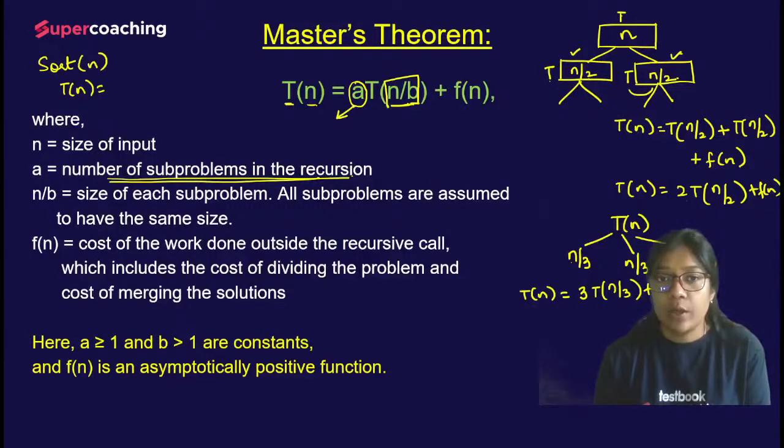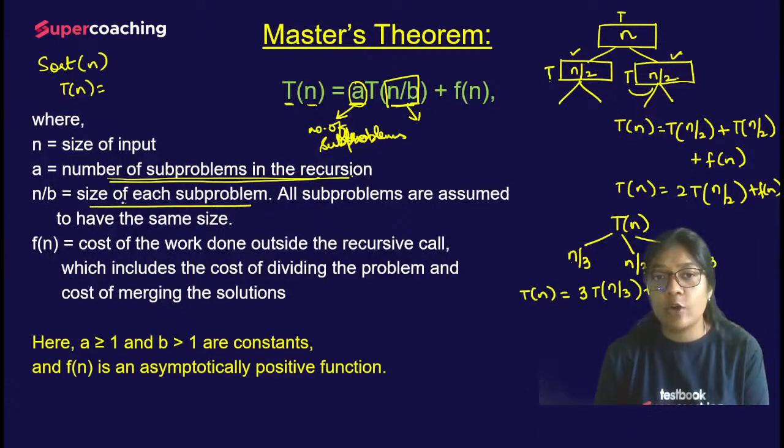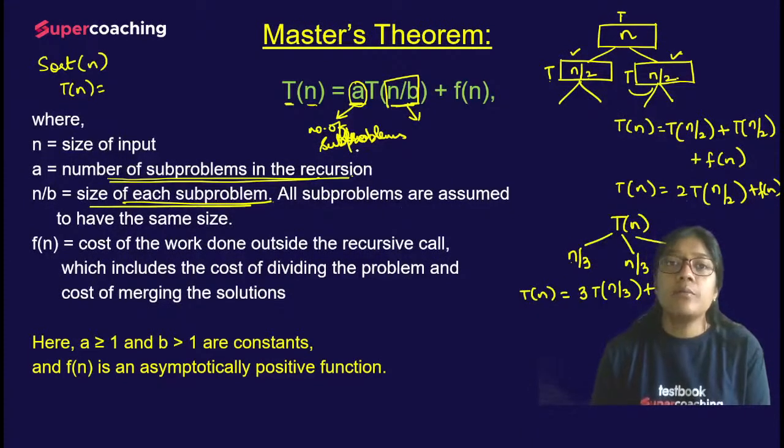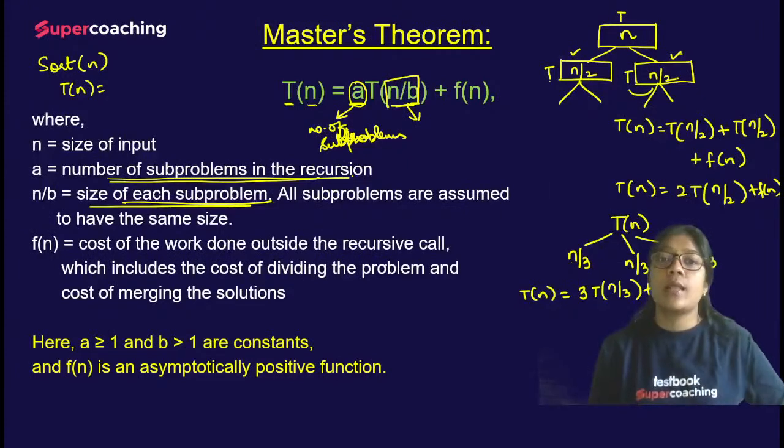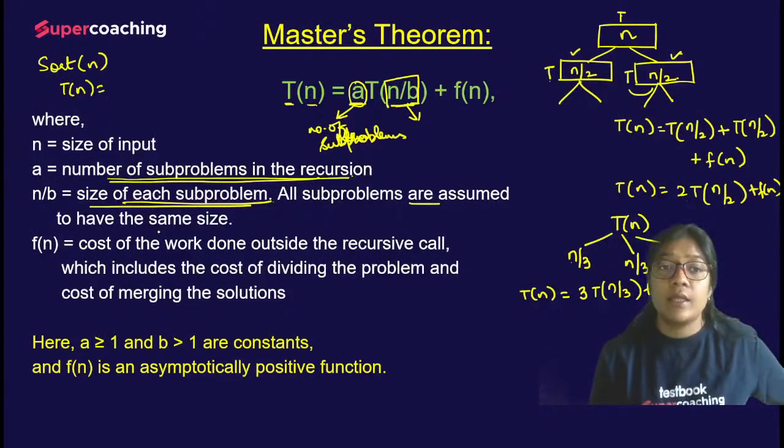So we have talked about A representing the number of subproblems. N by B represents the number of elements in each problem, or the size of each problem. And the main assumption here is that all the subproblems have the same size.